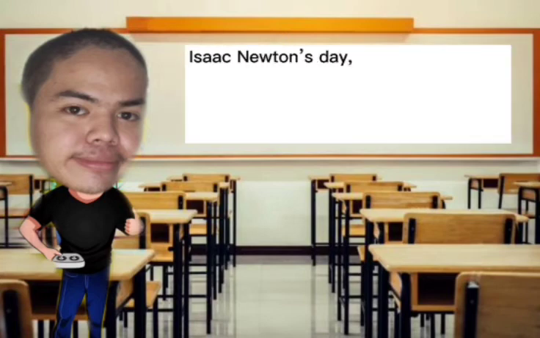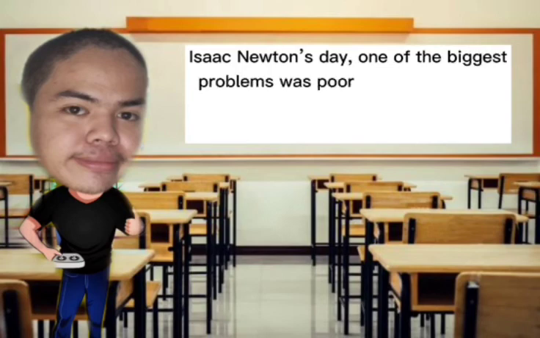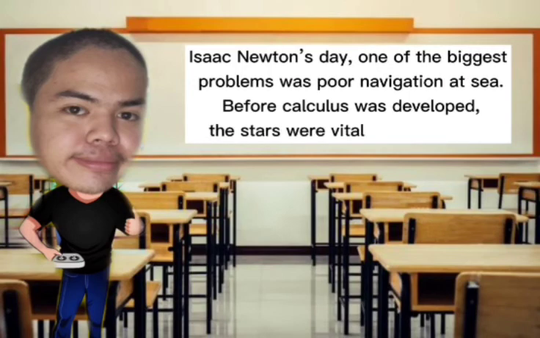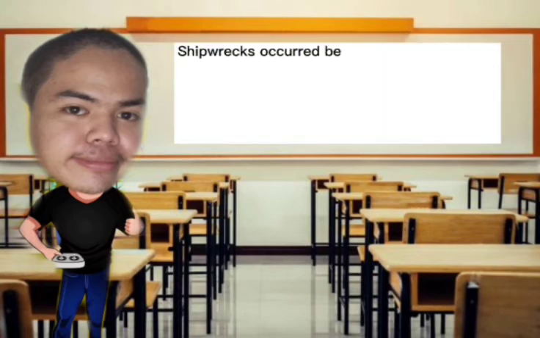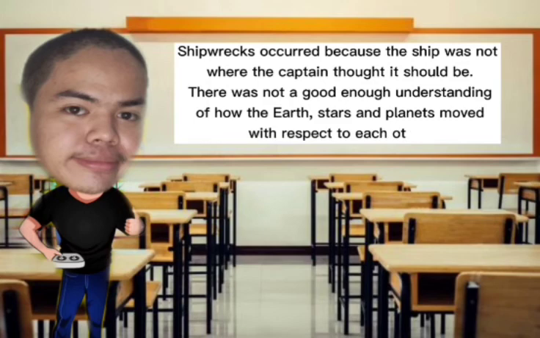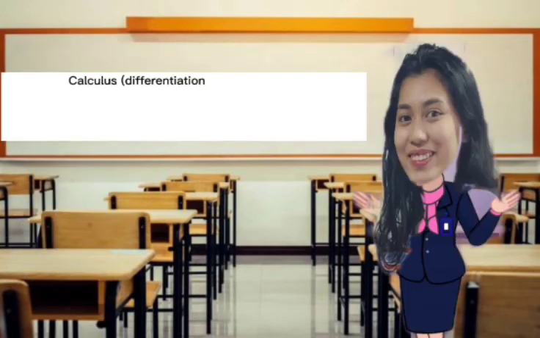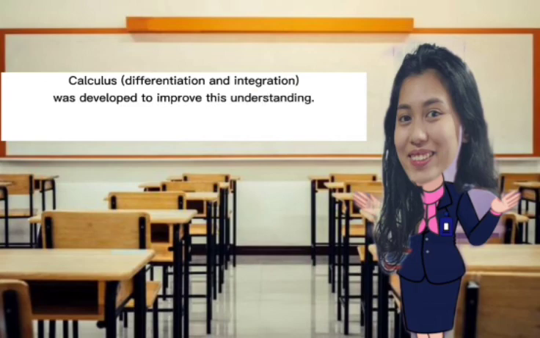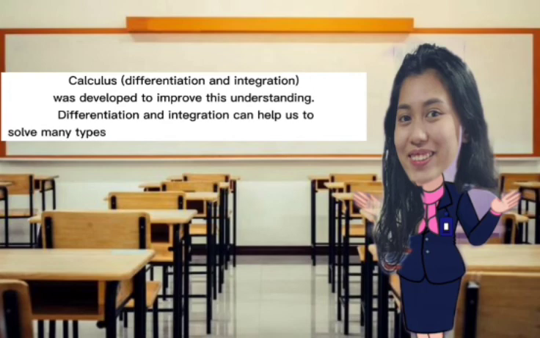In Isaac Newton's day, one of the biggest problems was poor navigation at sea. Before calculus was developed, the stars were vital for navigation. Shipwrecks occurred because the ship was not where the captain thought it should be. There was not a good enough understanding of how the Earth, stars, and planets moved with respect to each other. Calculus, differentiation and integration, was developed to improve this understanding. Differentiation and integration can help us to solve many types of real-world problems in our day-to-day life.